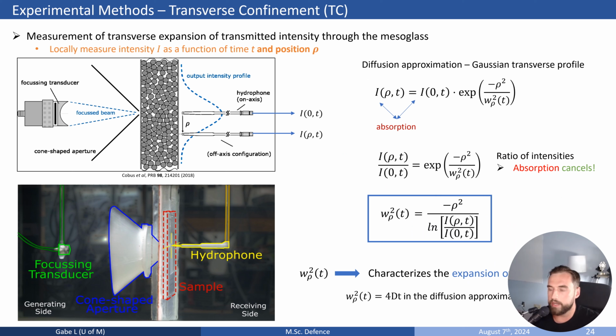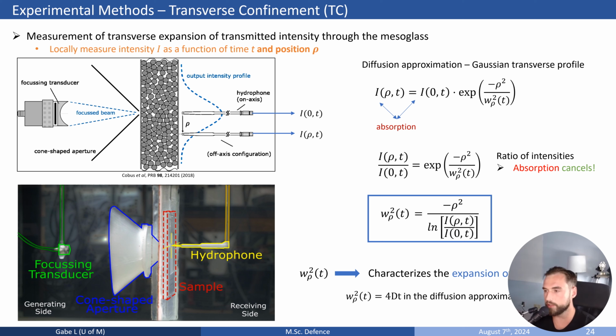And the next experiment that was done to actually investigate the lateral expansion of the intensity on the other side of the sample was the TC, transverse confinement experiment. Here we measure the intensity not only as a function of time, but of the lateral position rho. So we measure the intensity at the on-axis position and at the off-axis, I of rho of t. And then, since each of these measurements individually are ridden with absorption, we track the ratio of them.